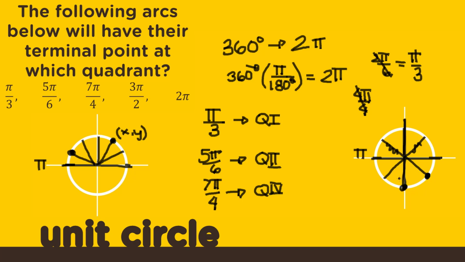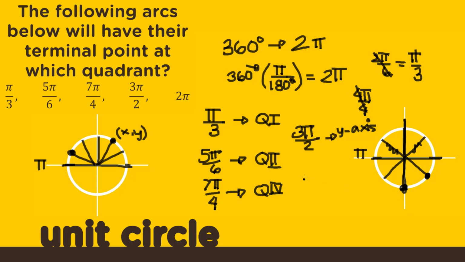However, 3 pi halves is not located at any quadrant. It's actually on an axis. So to answer the question, 3 pi halves is not on any quadrant, of course, but it's on our y-axis. This might not be the answer because the question is talking about quadrant, but nevertheless, we're going to label it y-axis because the first pi halves, second pi halves, and 3 pi halves is found on the y-axis. And since it's found on an axis, its coordinates would be integers.